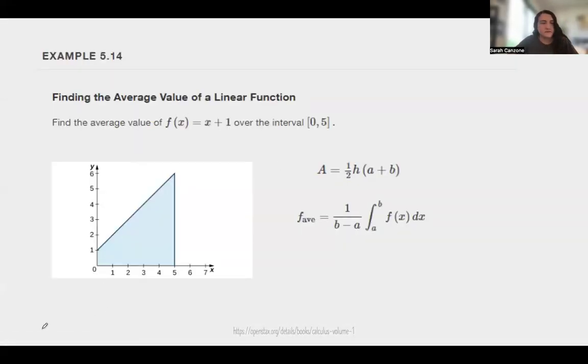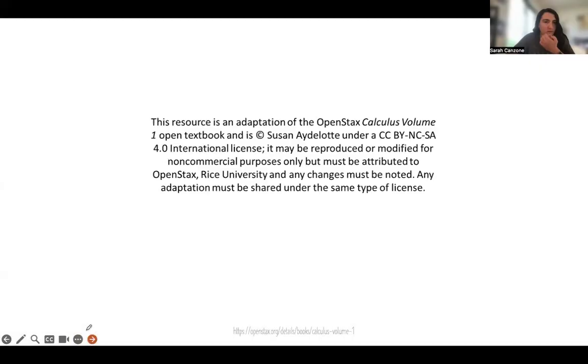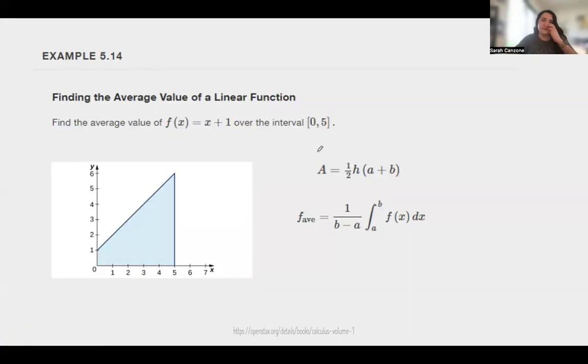All right, so let's go ahead and do an example. Let's find the average value of f of x equals x plus 1 over the interval from 0 to 5. I believe that this is the last one for today. Yep, this is the last one for today. Okay. So, of course, the first step is to graph it from 0 to 5. I've given you the graph because at this point, I think that you guys are pretty good with graphing. You're in Calc 1, you're pretty good. So this is the graph.